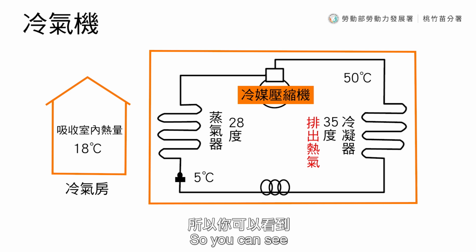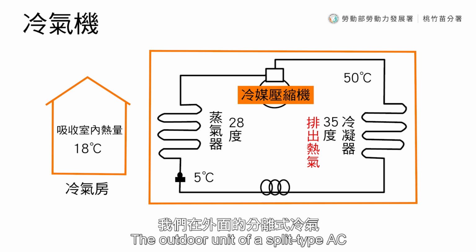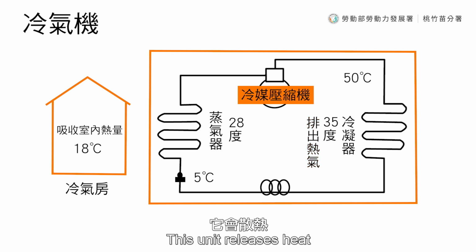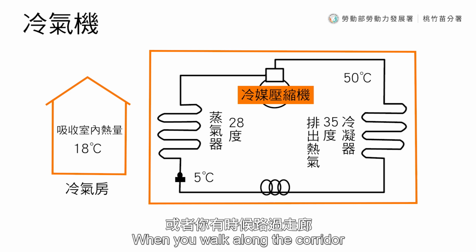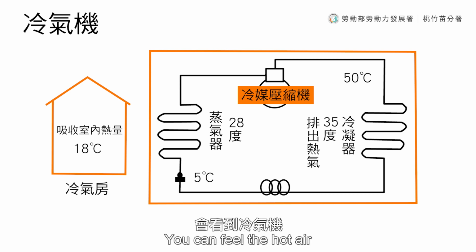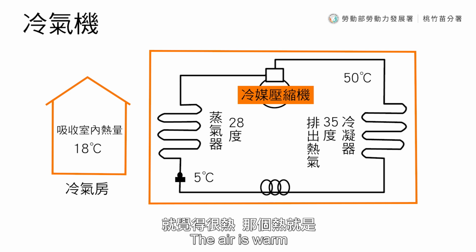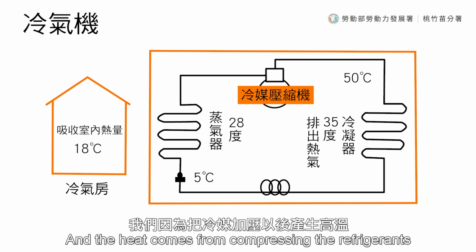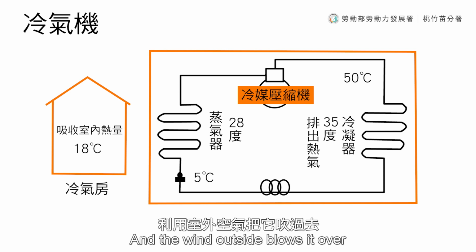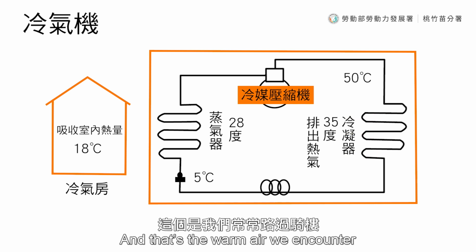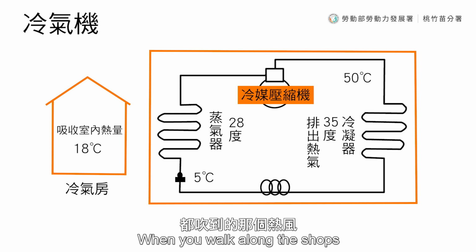So you can see the outdoor units of a split-type AC are installed on the outside. The units release heat. When you walk along the corridor, you can feel the hot air coming from the outdoor units. The air is warm, and the heat comes from compressing the refrigerants, and the wind outside blows it over, and that's the warm air we encounter when we walk along the shops.